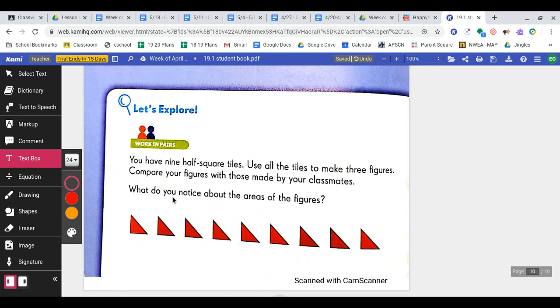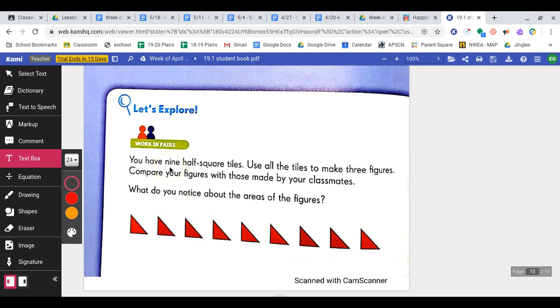tiles to make 3 figures. Compare your figures with those made by your classmates, in this case not classmates, but maybe if you want to work with a sibling or check with one of your parents. And then it says, what do you notice about the areas of the figures?